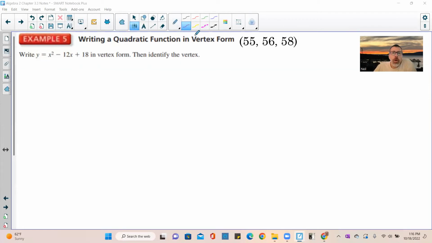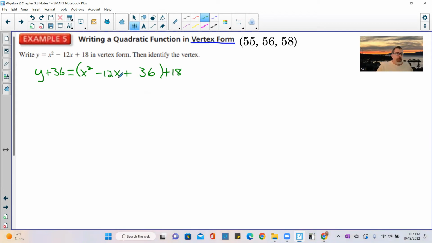Okay, example 5 is writing a quadratic function in vertex form, not standard form. In writing this in vertex form, the first thing you do is write y plus, leave a space, equals x squared minus 12x plus, leave a space, plus 18. What we're doing is trying to find a perfect square trinomial and then a constant off to the side. So we take half of -12, which is -6, square that, that's positive 36. That goes here and here.